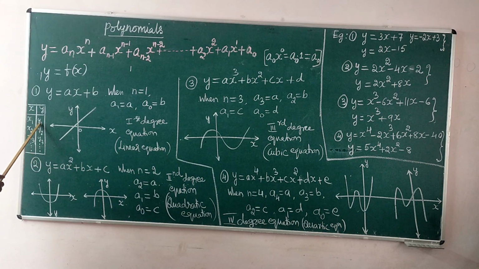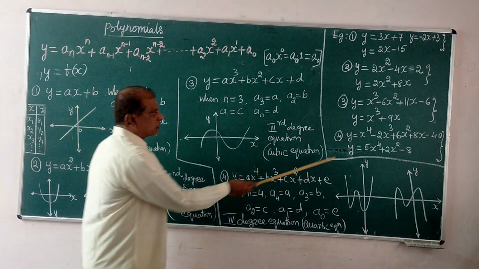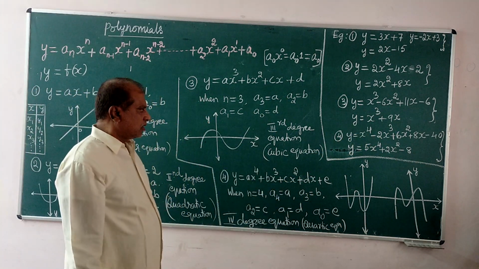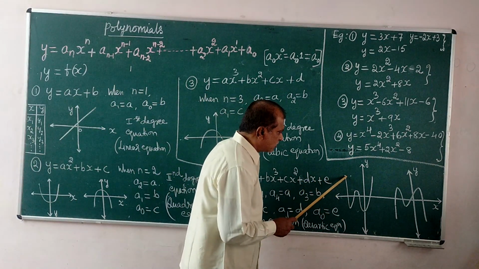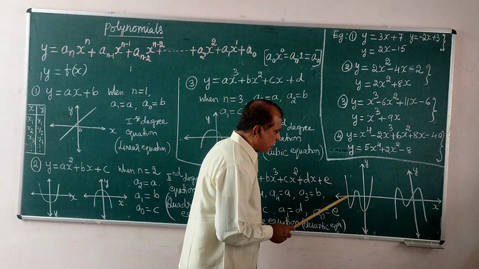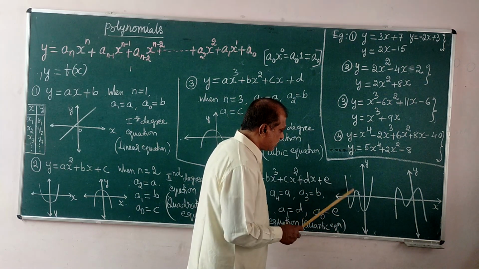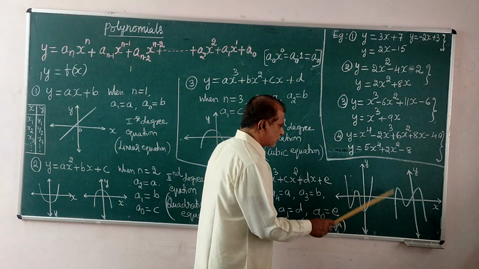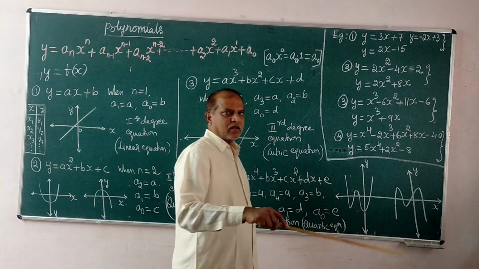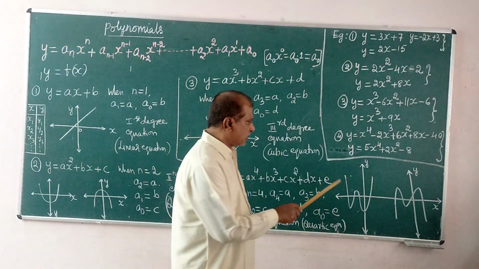Calculate the corresponding values of y using an equation like this. Take a graph sheet and find the points on the graph sheet. Put the points for the set of values of x and y. Join them, and we get a graph like this, wave-like, not symmetric, an unsymmetrical wave like this.